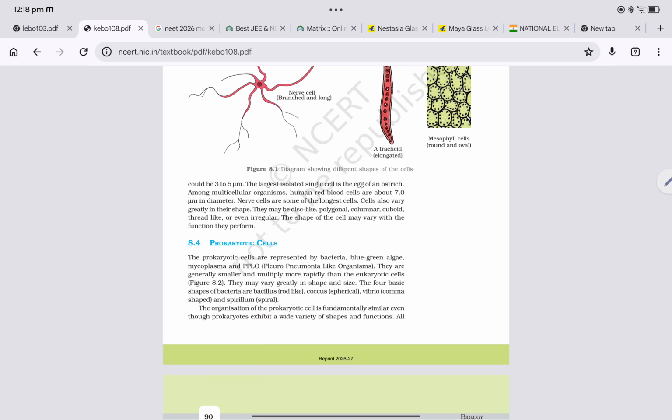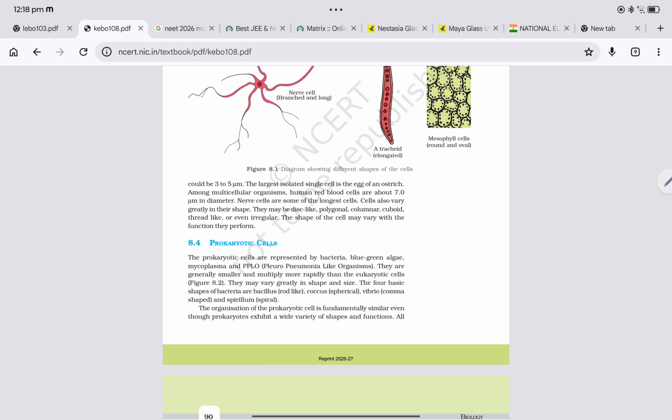Prokaryotic cell. 8.4 The prokaryotic cells are represented by bacteria, blue-green algae, mycoplasma, and PPLO, pleuropneumonia-like organisms. They are generally smaller and multiply more rapidly than the eukaryotic cells. Figure 8.2 They may vary greatly in shape and size. The four basic shapes of bacteria are bacillus (rod-shaped), coccus (spherical), vibrio (comma-shaped), and spirillum (spiral).